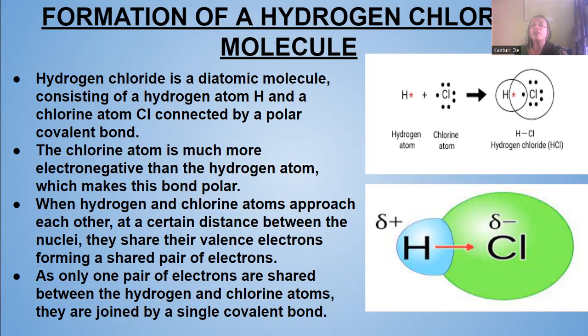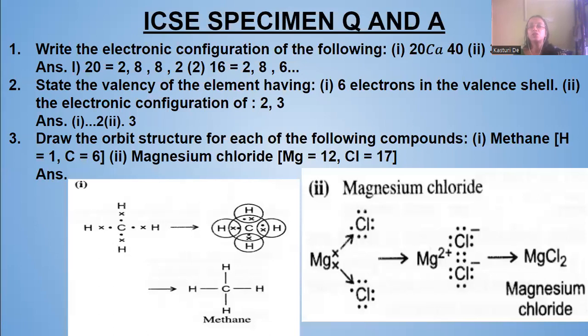Okay, and when hydrogen and chlorine atoms approach each other at a certain distance between the nuclei, they share the valence electrons, forming a shared pair of electrons, forming the polar bond. A single polar bond is there, and a single covalent bond is formed. That's why it is indicated by a single dash. Only one pair of electrons is being shared, joining the hydrogen and chlorine atom by a single covalent bond. Okay. Next, we are coming to some ICSE specimen questions.